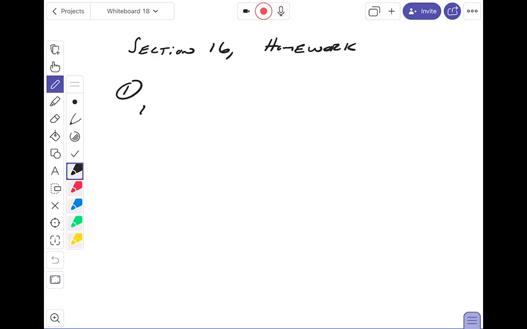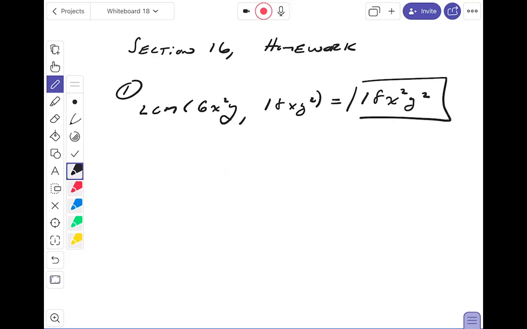So they want the LCM between 6x squared y and 18xy squared. I've got to be honest with you: if you can look at this and know the LCM, just write it down. It's kind of simple. But when I say it's simple, it's simple if you see it. If you don't see it, it's not simple. So we go through the algorithm.